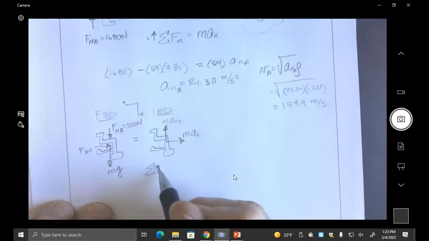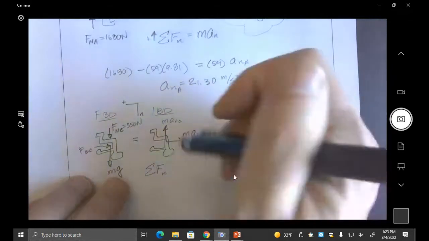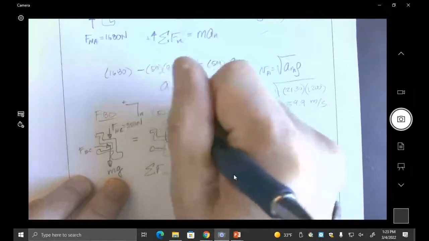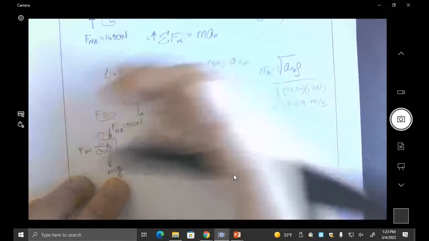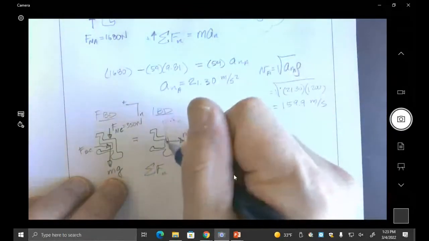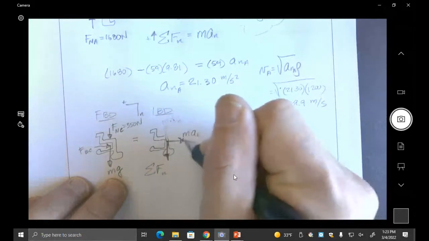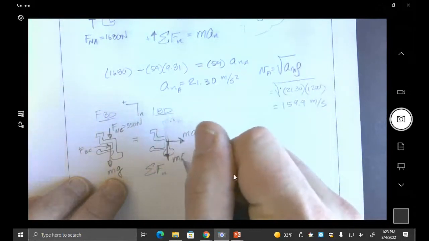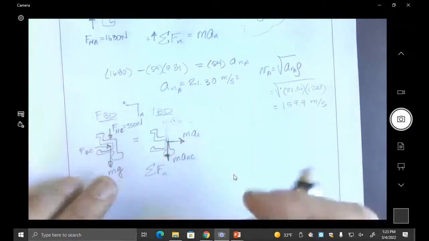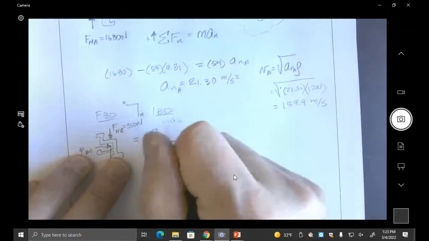So the sum of the forces. Why is the normal upward? Oh, you're right. Sorry, my bad. I made a mistake. I wasn't thinking. I turned my thinking cap off there. You're absolutely right. M, A, N. Thank you for catching me. Give myself one more space here.